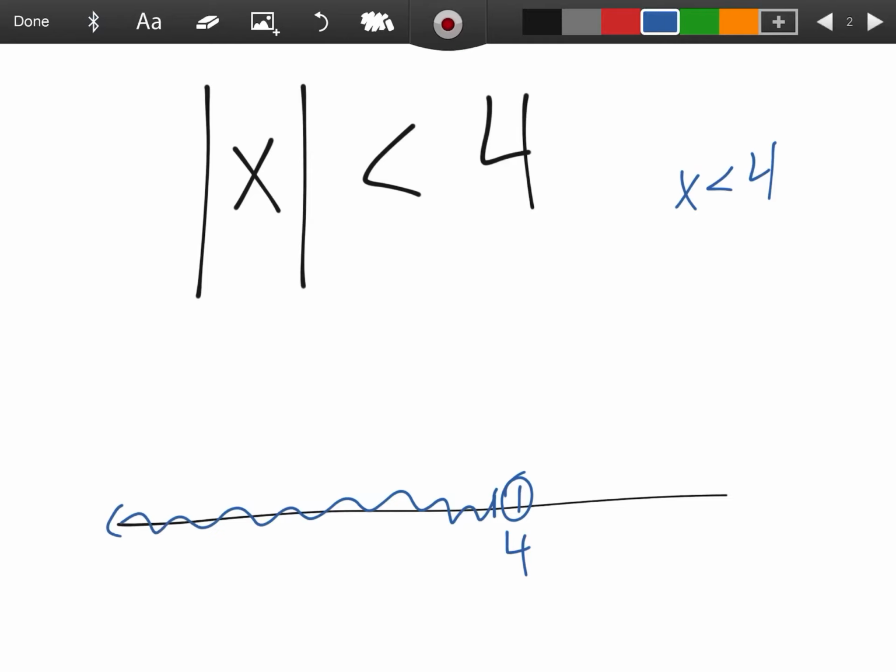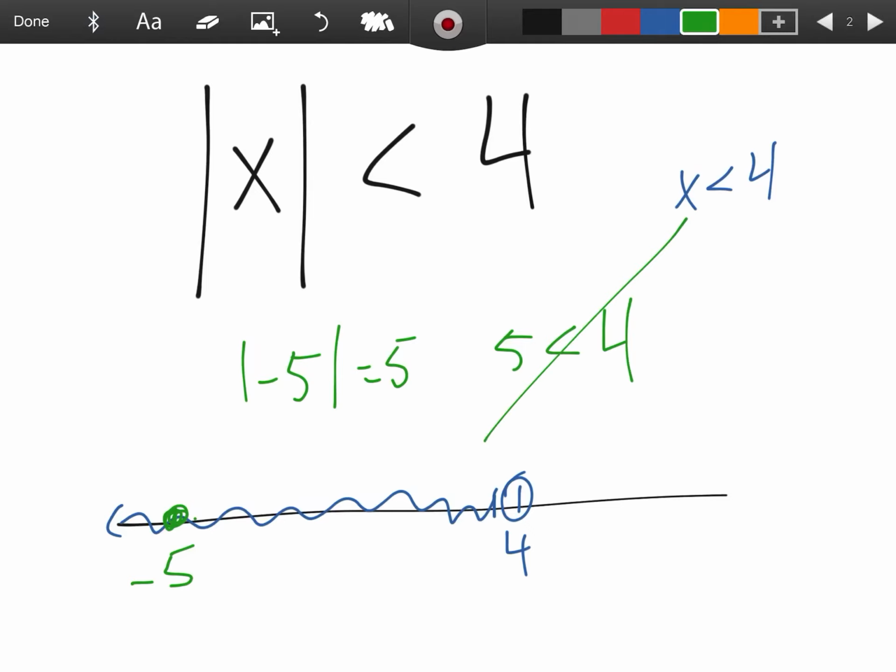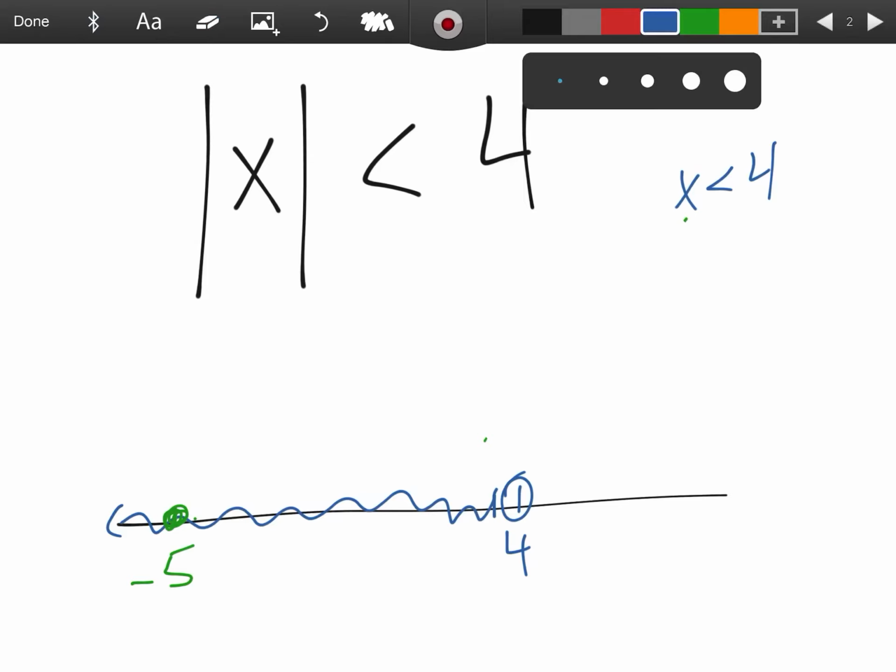Well, in this case, what happens? Say I got to a value over here like x equals -5. If I take the absolute value of -5, that's equal to 5, and we know that 5 is not less than 4. That is not a true statement. So what do we want to do then? How are we going to make this work for us? We know that we can't just draw the arrow all the way over to the left. The absolute value of x is less than 4 is going to be different than just x is less than 4.